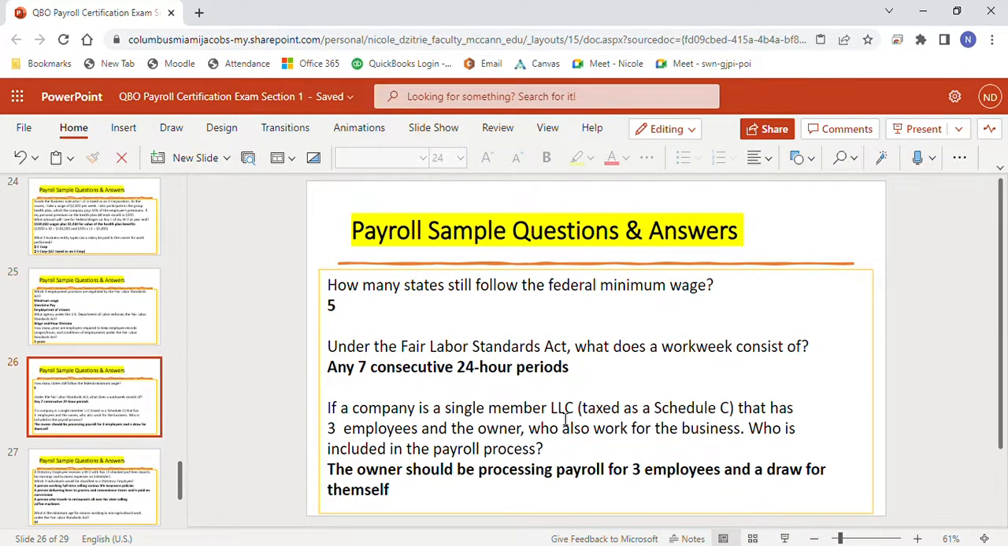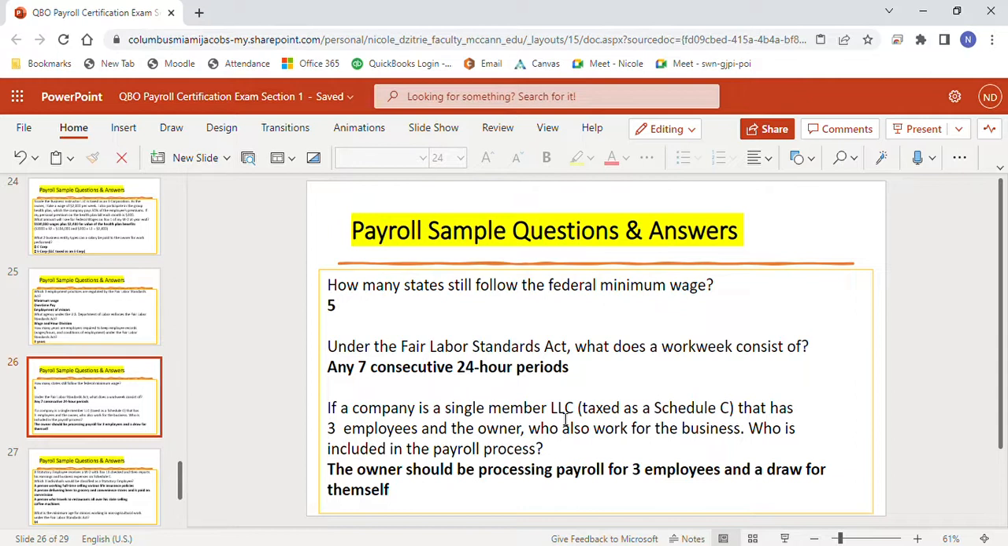How many states still follow the federal minimum wage? I was shocked by that. 5. 5 states still employ that $7.25 an hour. Under the FLSA, what does a work week consist of? Any 7 consecutive 24-hour periods.